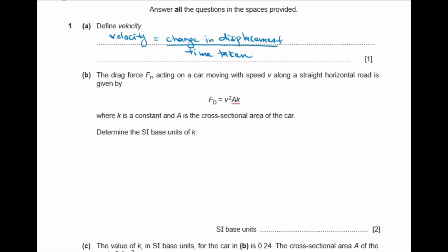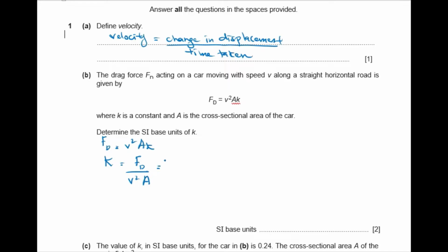B, the drag force Fd acting on a car moving with the speed v along a straight horizontal road is given by Fd equals v squared A k, where k is a constant and A is the cross-sectional area of the car. Determine the SI base unit of k. So from the equation Fd = v²Ak, we want to determine the SI base unit of k. So k equals Fd over v squared A.